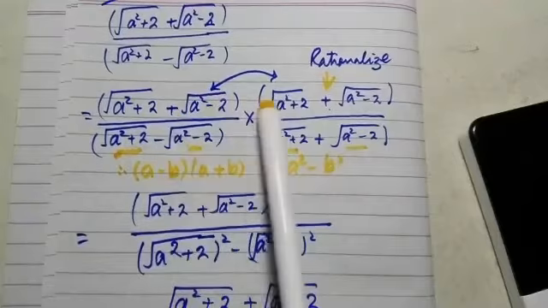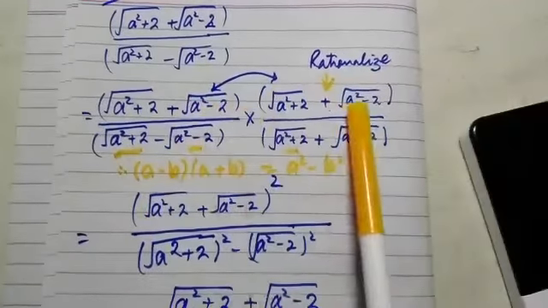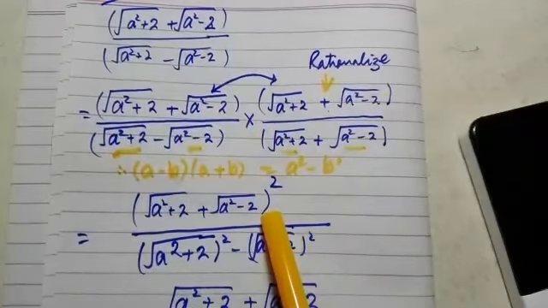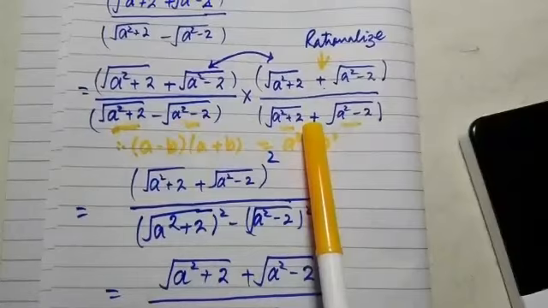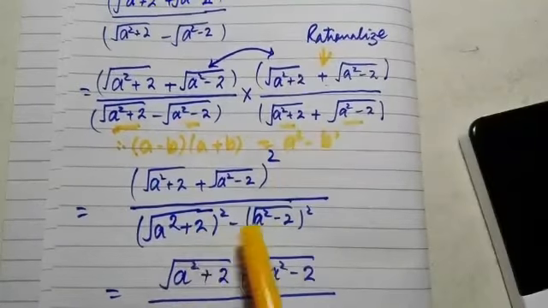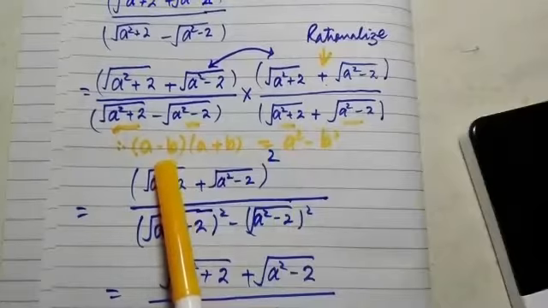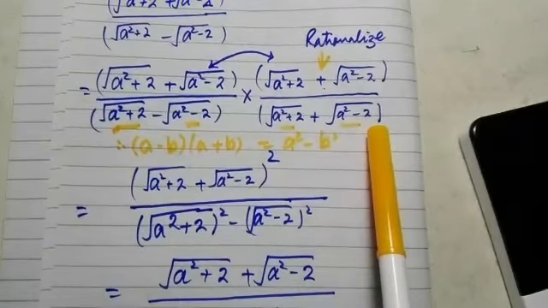In the numerator, both of these terms are identical. In the first bracket and in the second bracket, all terms are identical. So we will take the whole square of the terms in the numerator. The same will be done in the denominator. You will apply the difference of squares formula, as I explained earlier, a minus b, a plus b, in the denominator only.